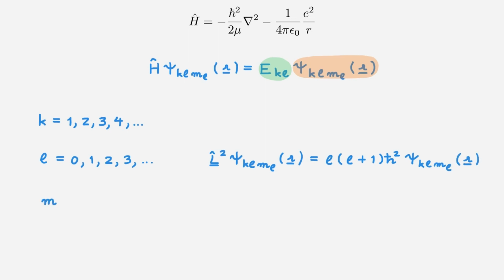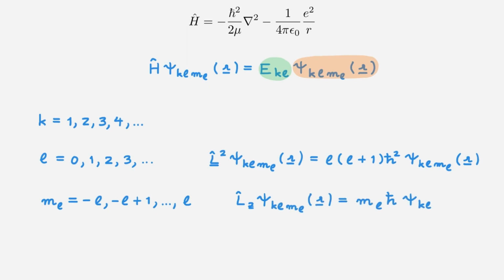Finally, the label ml only appears in the eigenstates, and for a given L, it can be -L, -L plus 1, and so on in steps of 1 all the way to L. ml is associated with the z component of orbital angular momentum, and the hydrogen atom eigenstates are labelled by ml because the operator Lz commutes with the Hamiltonian, and we can choose the energy eigenfunctions to obey this eigenvalue equation.